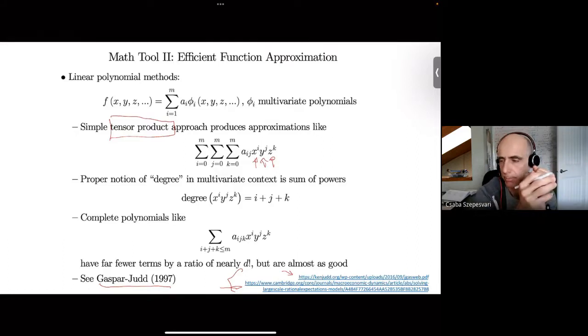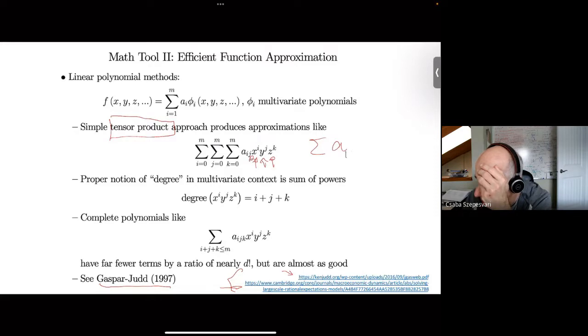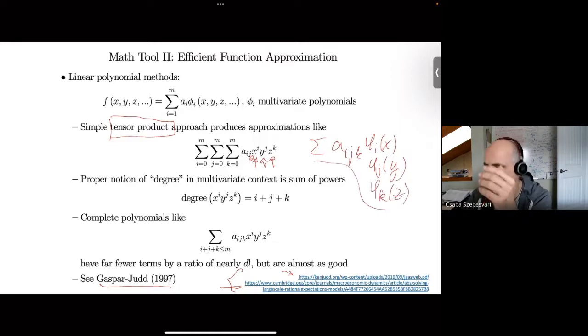So the general form of this, of course, would be something like, I think that there is a k missing here, a_{ijk} times phi_i of x, multiplied with phi_j of y and phi_k of z. And you can imagine how this goes with p dimensions.